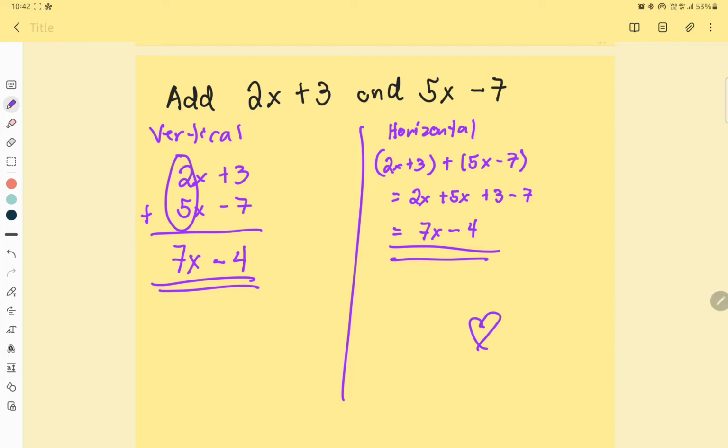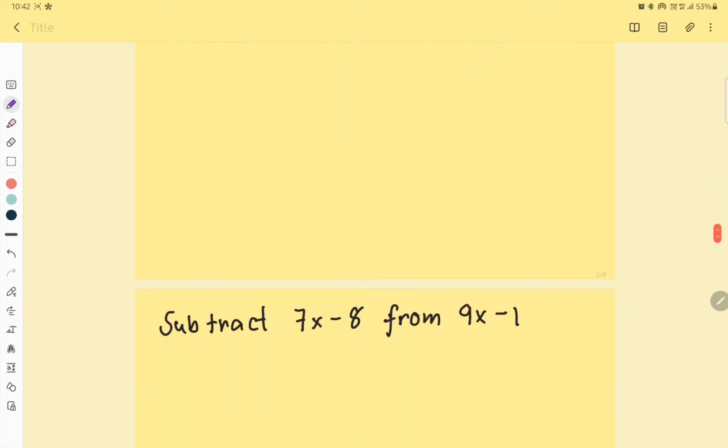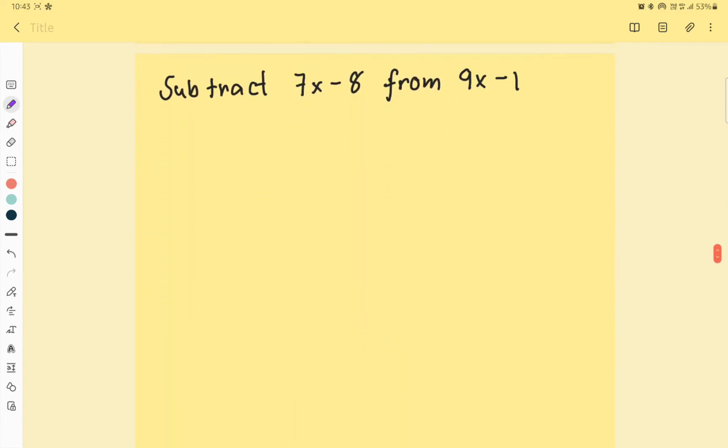However, I would suggest you use this one. I'll put a heart. This is more appropriate, especially if you are going up in grade level. Normally the vertical is at the beginning, in middle school. However, when you go into a STEM program or higher math, they would like to see this working in a horizontal manner. Okay. Now, let's have another example, and this example is working with subtraction.